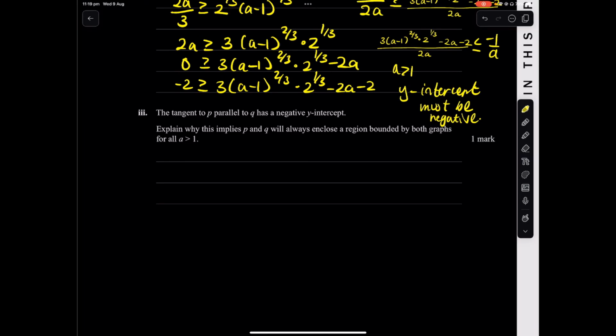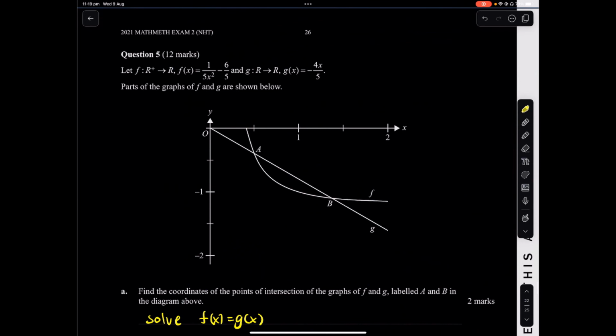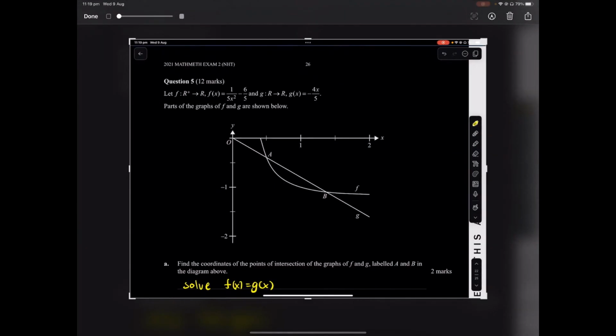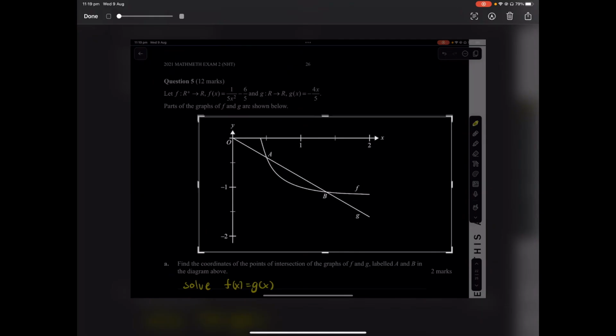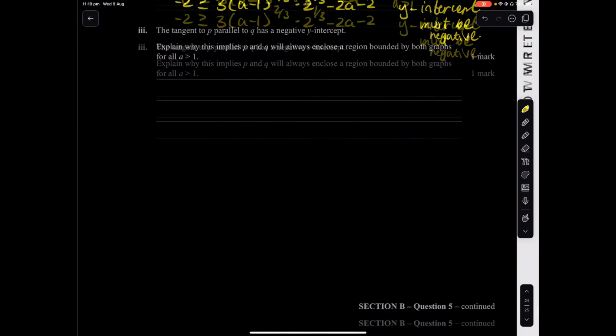So explain why this implies P and Q will always enclose a region bounded by both graphs as a is greater than 1. The tangent to P parallel to Q has a negative y-intercept. So if I go up and copy this picture, just as a reference, nice reference. So if I take this and copy, okay, go down. Let's use this to answer this question.